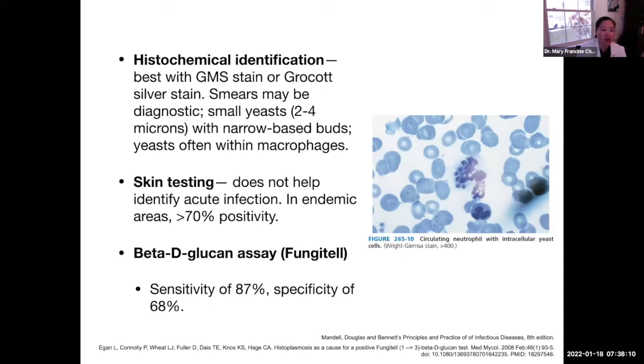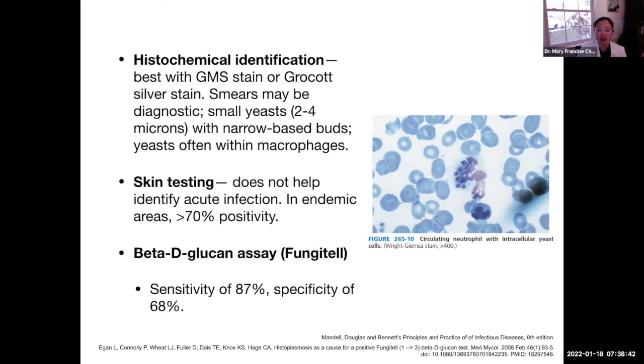You want to stain it with either a Gomori methenamine silver stain or the Grocott silver stain to best visualize that. The H&E stain, or hematoxylin and eosin stain, isn't very good at visualizing these things. Smears may be diagnostic, they're also fairly rapid. So if your smear is positive and you can clearly see these small yeasts with narrow-based buds, then great, you have your diagnosis there. You'll see also yeasts within macrophages.